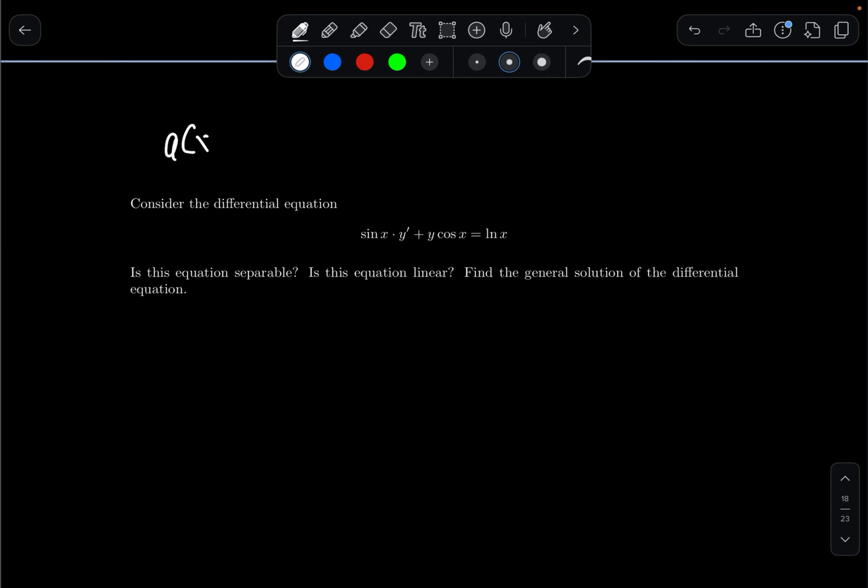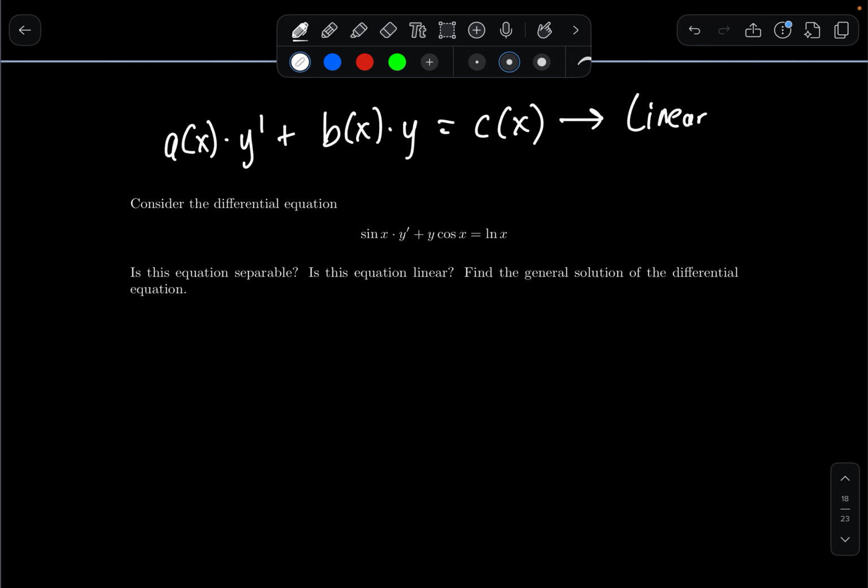It's some function of x times the derivative plus some function of x times the original function equals some function of x on the right-hand side. And if your differential equation can be written in this form, then it's linear. Which, this is exactly the form to be written in to be linear.